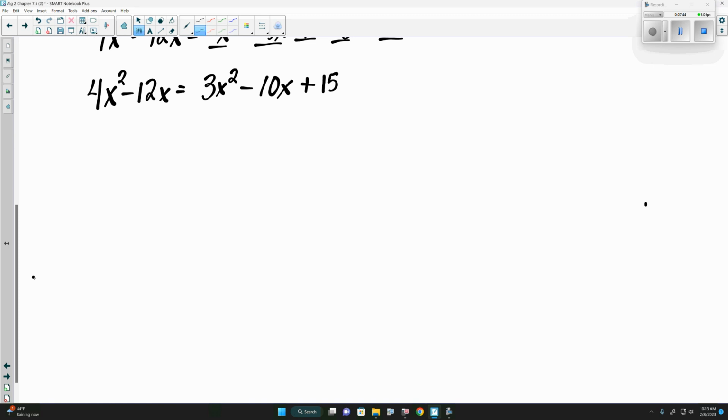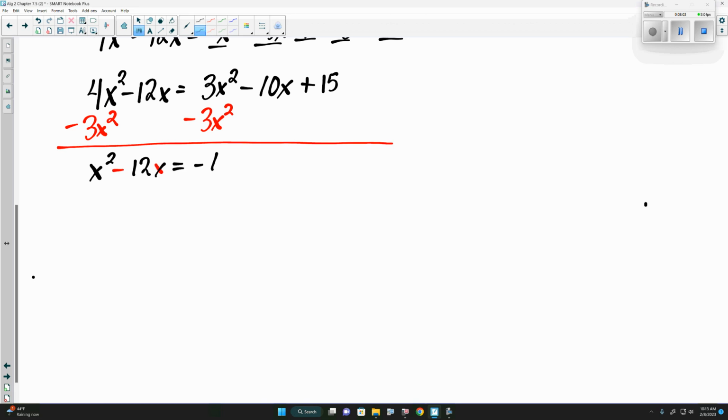Now we do need to get everything on the same side of the equal sign. And I like to try to keep the x squareds positive. So I would subtract 3x squared first. 4x squared minus 3x squared is going to be x squared minus 12x is equal to negative 10x plus 15.